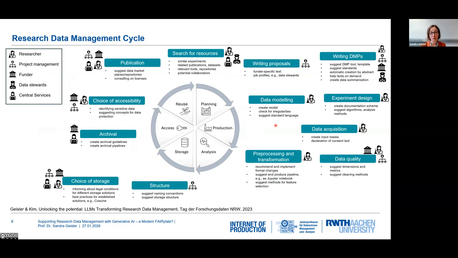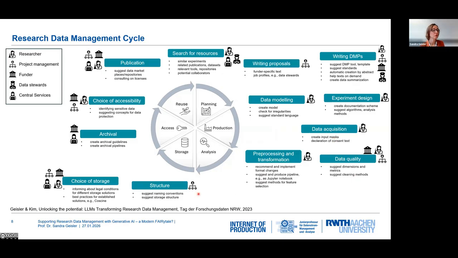So this is working very, very good that you have a requirements description, for example, and try to create a database, a relational database model format, for example. But also it can support in experiment design. We also did some tests here, data acquisition, or also data quality improvement.